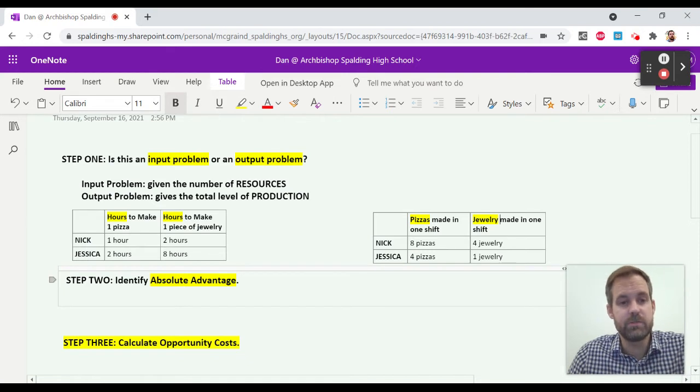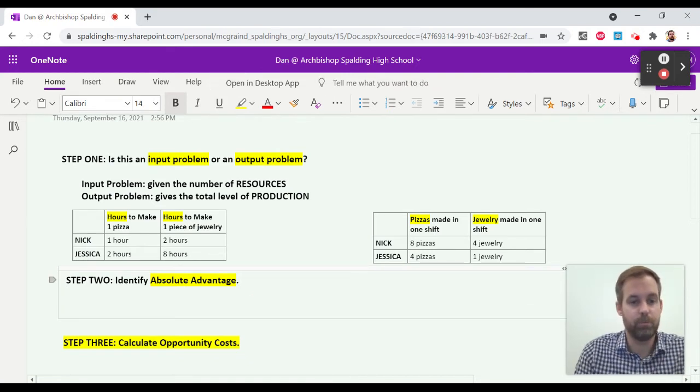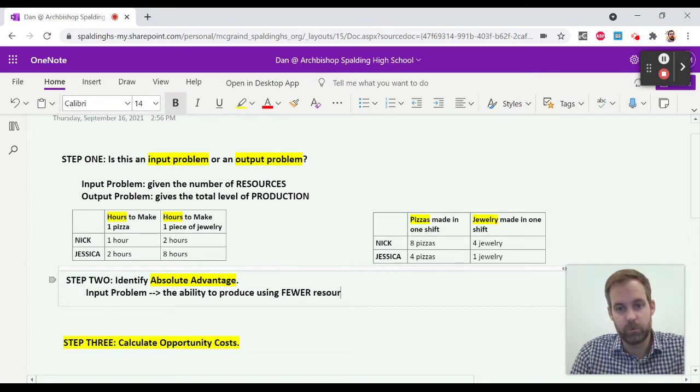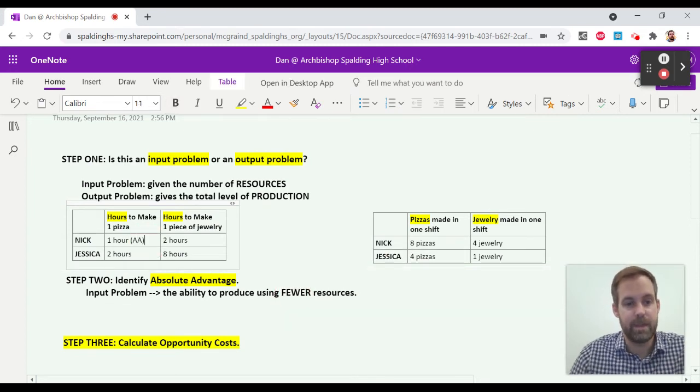Step 2 is to use that input and output problem to help us identify our advantages. In an input problem, absolute advantage is the ability to produce using fewer resources. So we're looking for the lowest amount of resources needed. So we come up here and we say, who has the absolute advantage in the production of pizza? Who uses fewer resources to produce pizza? And the answer is that Nick's 1 hour for pizza production is less than Jessica's 2 hours for pizza production.